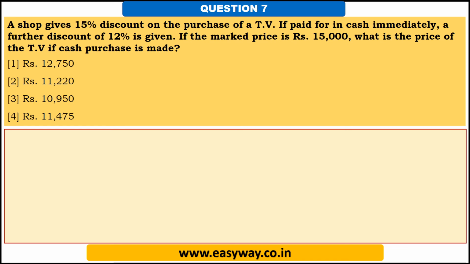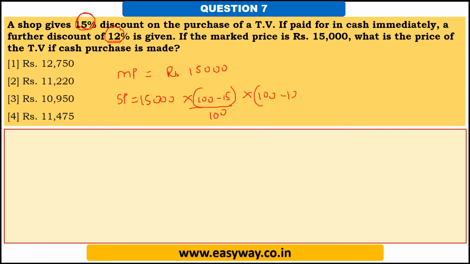Now what is the marked price? Marked price here is rupees 15,000. So now we have to find out the selling price. So what will be the selling price? 15,000 marked price, and he'll be getting 15% discount. So if he is getting 15% discount, that means he has to pay 100 minus 15, that is 85% of 15,000. But because he is paying cash and that too immediately, he'll get 12% further discount. So that means he has to pay, of this amount, 100 minus 12 upon 100, that is 88% of this amount. Okay, so now we are going to solve this.